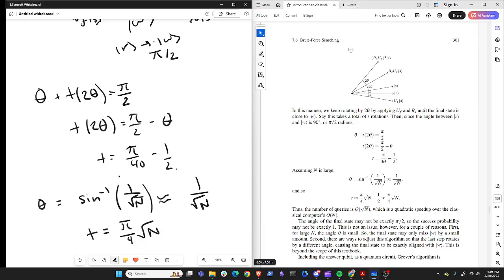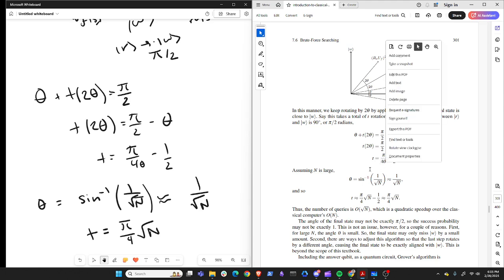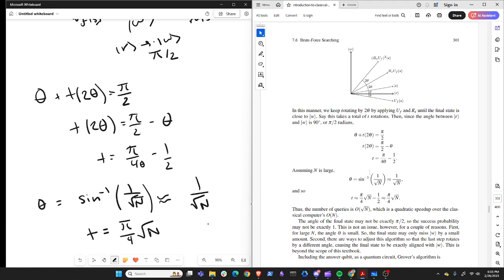Oh, sorry, it's not 40. It's 4 theta. I was wondering where they got 40 from. So pi over 4 theta, when we substitute 1 over square root of n in for theta in the bottom of our original t equation, we wind up with pi over 4 square root of n minus 1/2, or approximately pi over 4 square root of n.